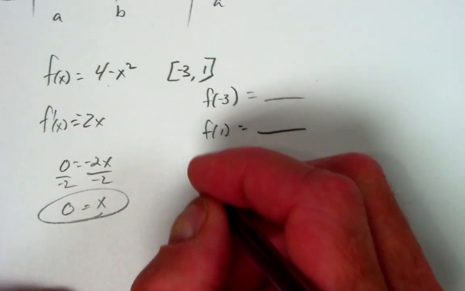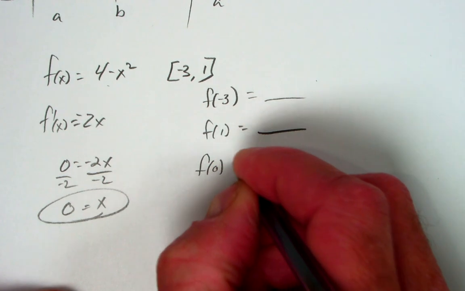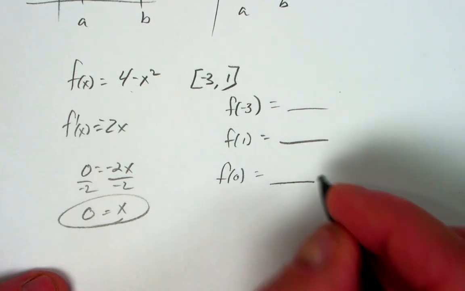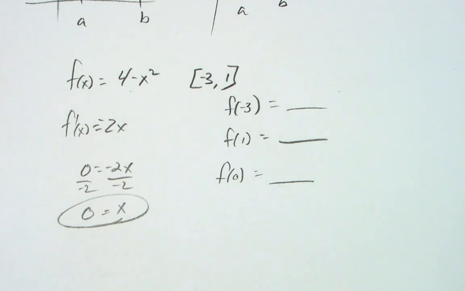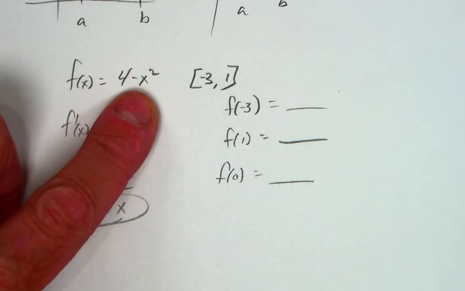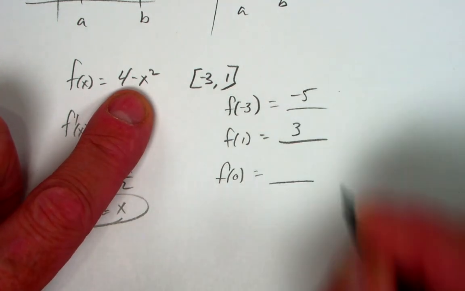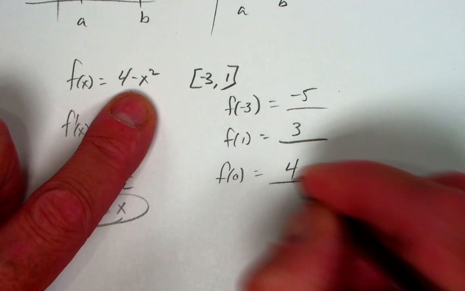So I've got to evaluate that point as well. You're going to do the endpoints and all critical points, and then you're just going to find what's the biggest and smallest. It's that straightforward. So f of -3, I get -5. F of 1, I get 3. F of 0, I get 4. Please double check me.